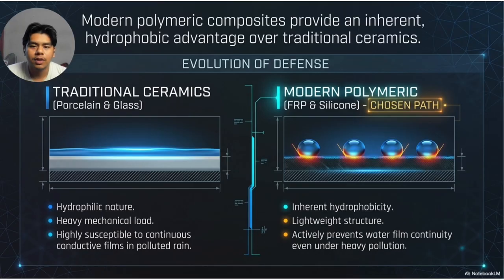Thank you, Afiful. We selected a polymeric insulator because it performs better than traditional ceramic insulators in polluted environments. Silicone rubber has natural hydrophobic properties which help prevent continuous water films from forming. The core rod is made of fiberglass reinforced polymer, or FRP, which provides high mechanical strength while maintaining good electrical insulation.